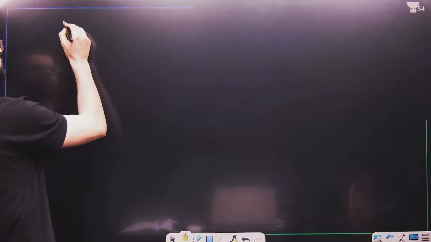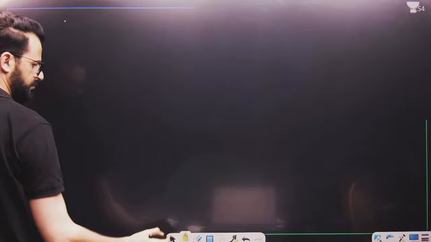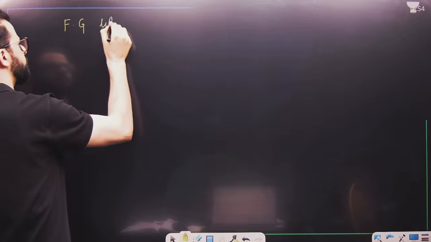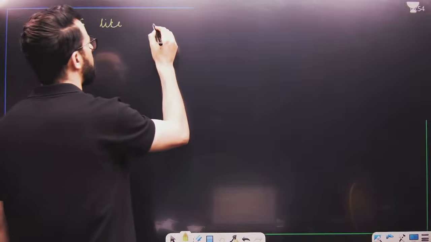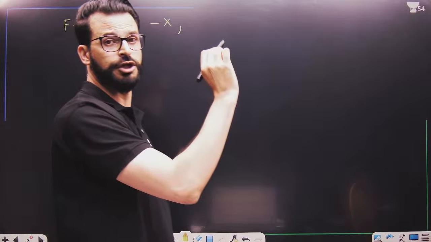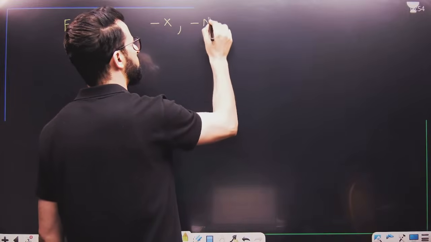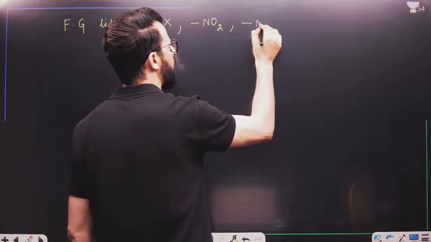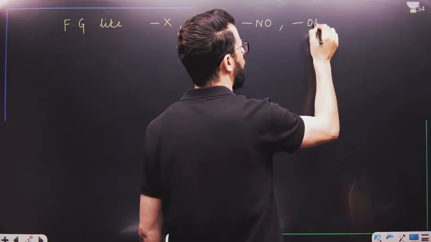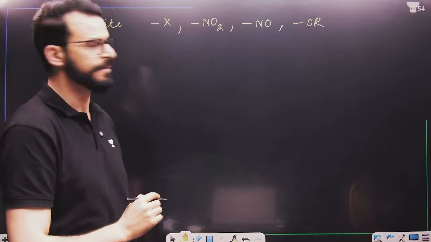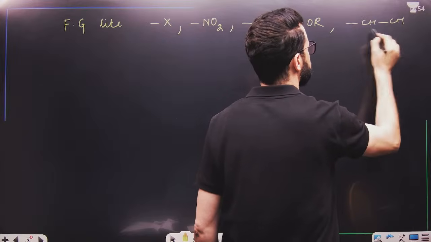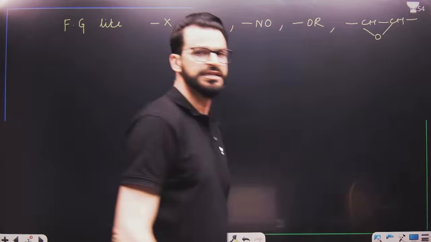But there are a few functional groups, my dear lovely students, so I will write them down. Say, halogens: halides, functional group X. Similarly, functional group NO2, nitro. Functional group NO means nitroso. Similarly, functional group OR means ether. And a functional group like this is known as epoxy, a cyclic ether.